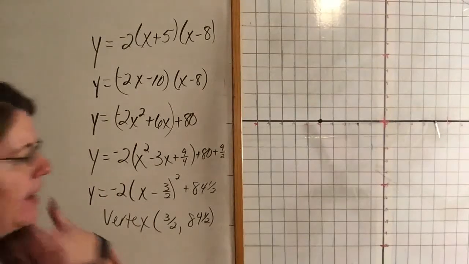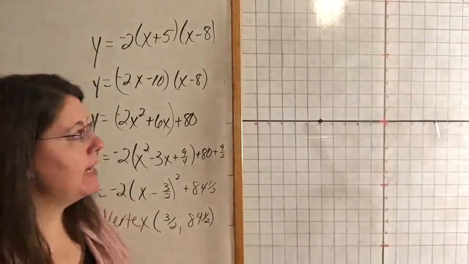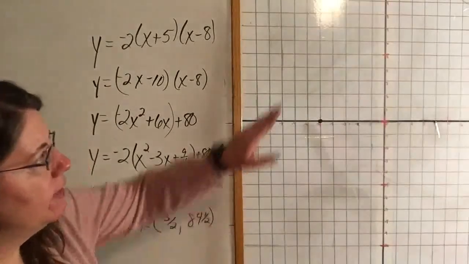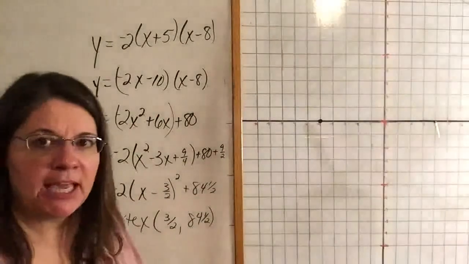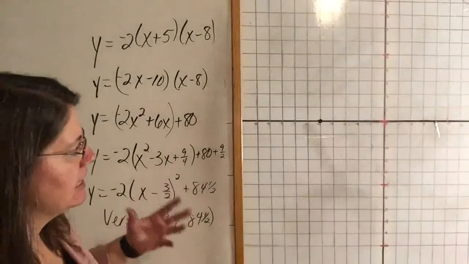And if you think about that, since we said that our y-intercept was going to be at 80, it makes sense that 84.5 is a little bit taller than where it's going to cross the y-axis. But again, you can graph this one on Desmos and be able to look at it and see what's happening.